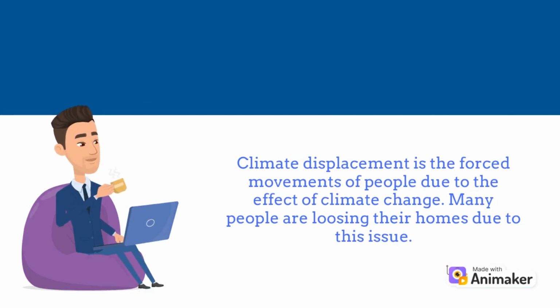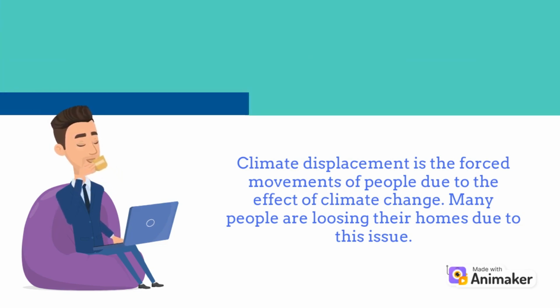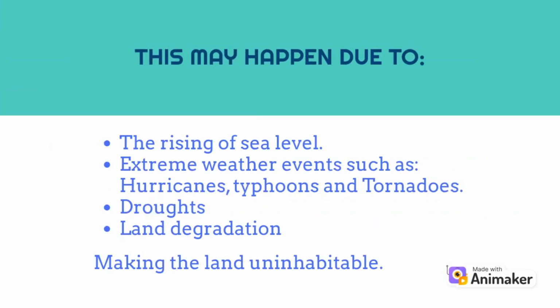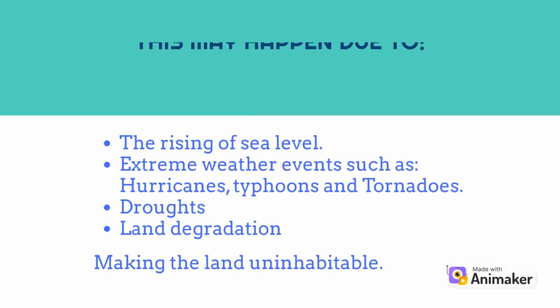In case you didn't know, climate displacement is the forced movement of people due to the effects of climate change. Many people are losing their homes due to this issue. This may happen due to the rising of sea level, extreme weather events such as hurricanes, typhoons, and tornadoes, droughts, and land degradation, making the land uninhabitable.